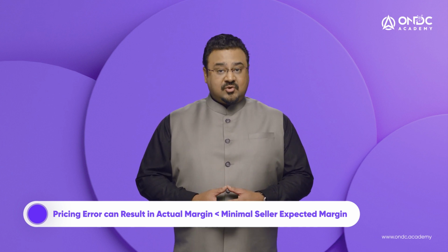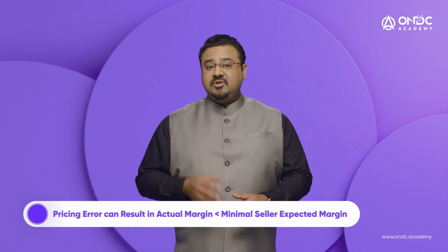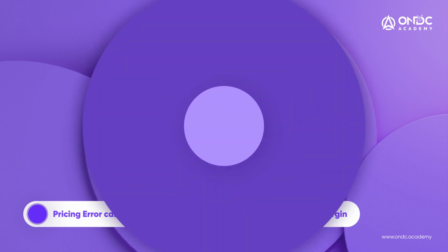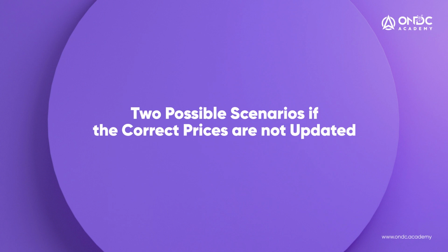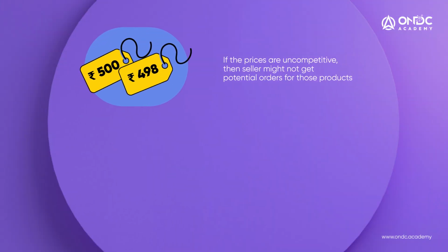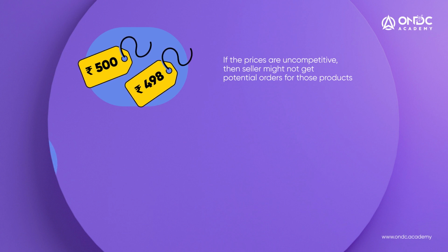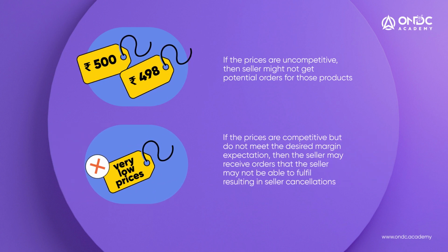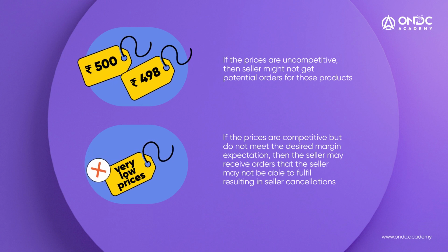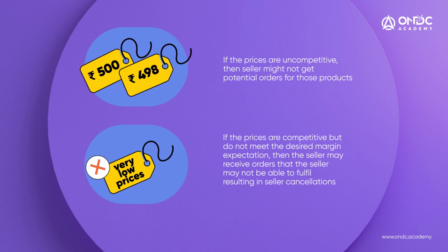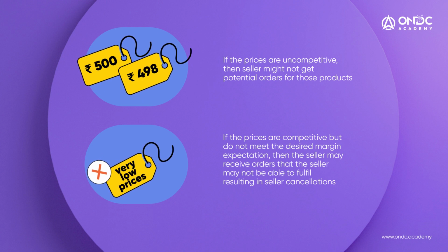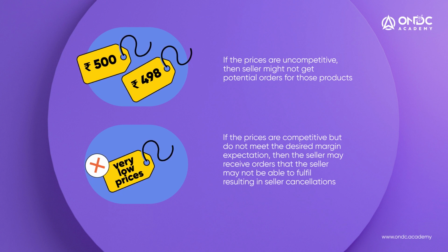Here's a suggested SOP for managing cancellations due to mistakes in product pricing. If the correct prices are not updated by the seller for a product, one of two scenarios may happen. 1. If the prices are uncompetitive, then the seller might not get potential orders for those products. 2. If the prices are competitive but do not meet the desired margin expectation, then the seller may receive orders that the seller may not be able to fulfill, resulting in seller cancellations.